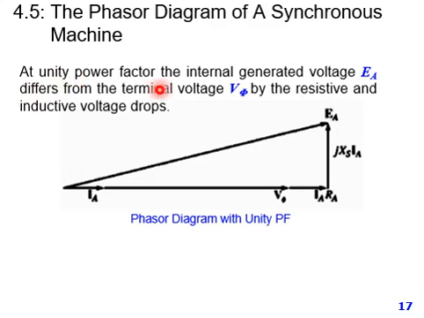At unity power factor, which is written as PF, the internal generated voltage EA differs from the terminal voltage by resistive and inductive voltage drops. So in this case we have considered that there are resistive and inductive voltage drops. That's why EA is not equal to V of phi. So V of phi is less than E of A because there has been some losses.